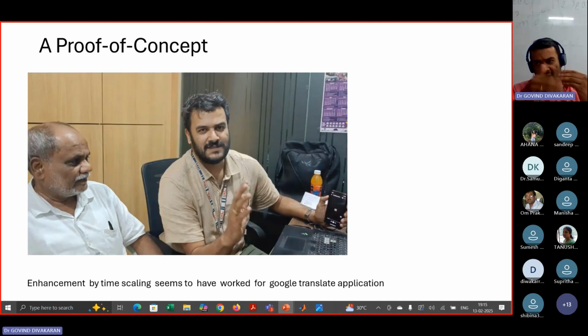And by improving the perceptual quality of the impaired voice, especially the slurred voice, we can make the patients use certain applications like Google Translate, empowering them to use them comfortably with the help of these kinds of applications. That was the proof of concept that we have demonstrated.